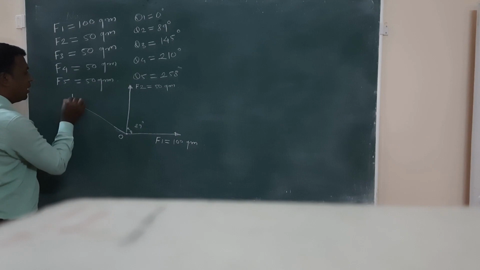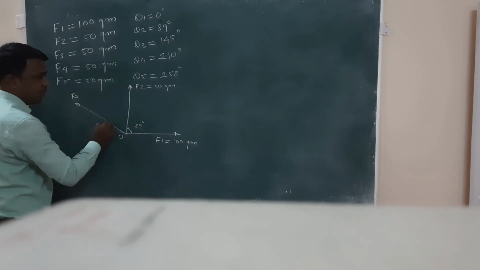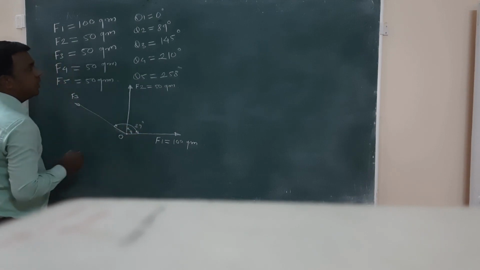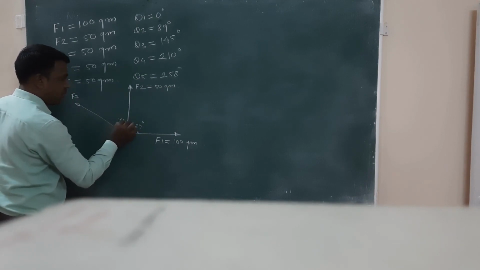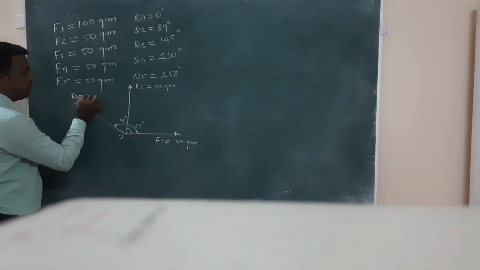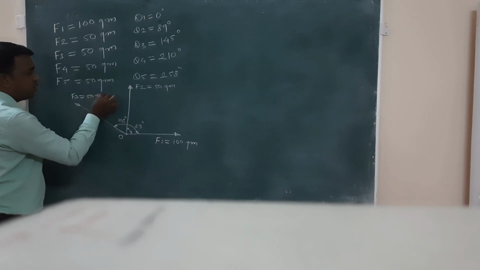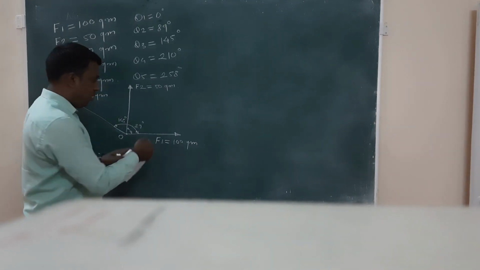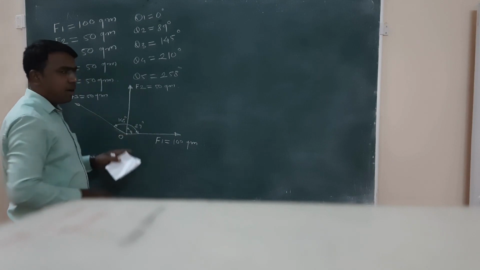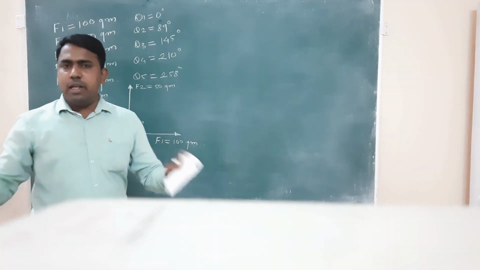So this is our F3. So the angle between the F1 and F3 is 145 degree and the magnitude of the F3 force is 50 gram. So it does not matter how long we draw the line, the length of this line is not a matter. You should draw at any length.